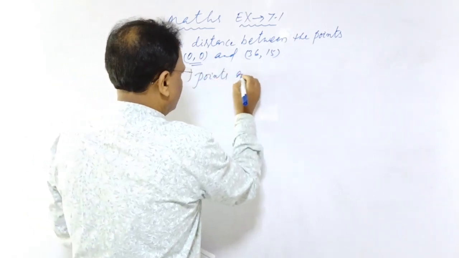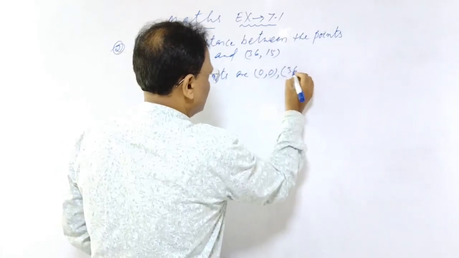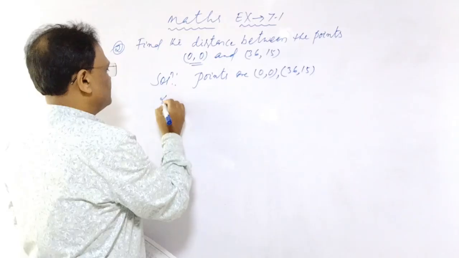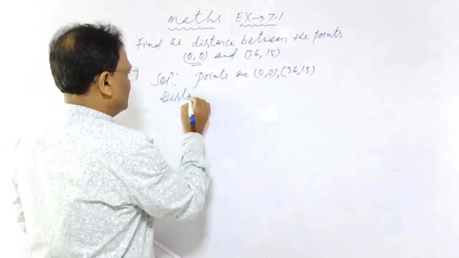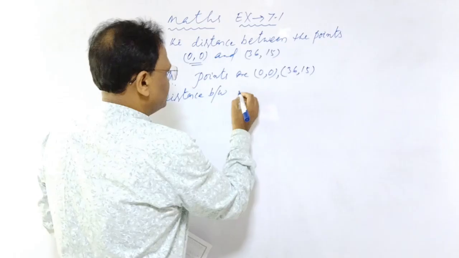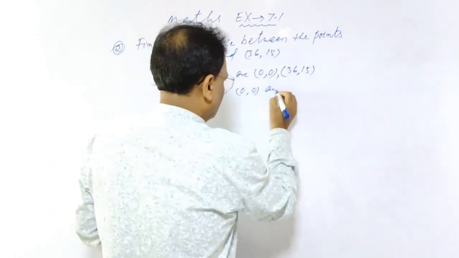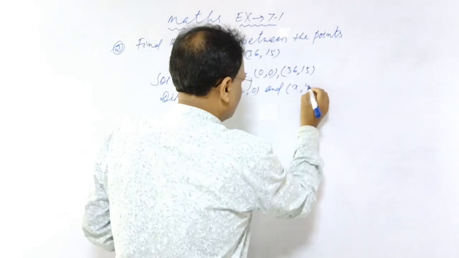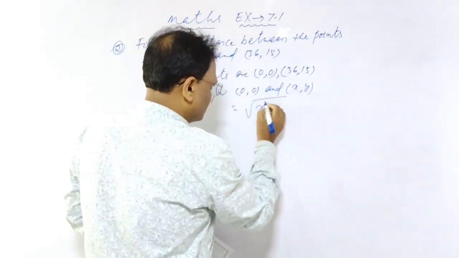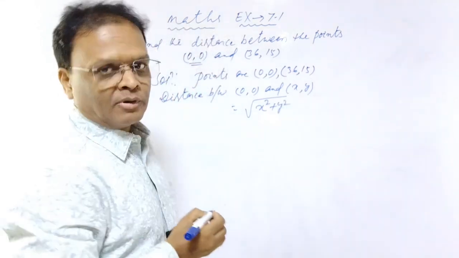The points are, first is 0, 0 and the second one is 36, 15. The formula is the distance between 0, 0, which is the origin, and x, y is equal to root over x square plus y square. This is the formula. Try to remember the formula.